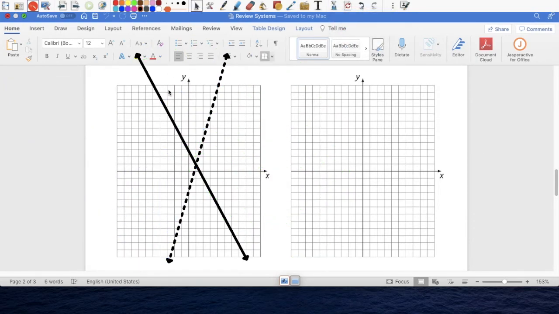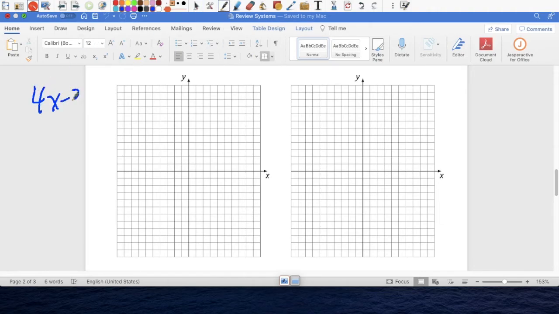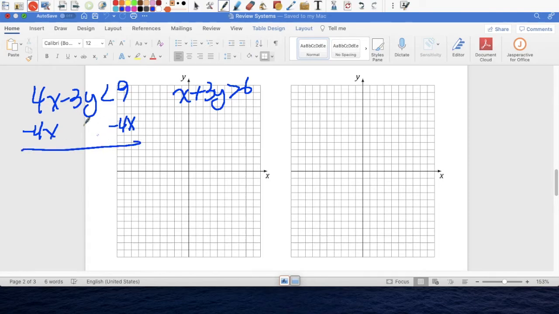Last question, I think. Okay, so the last problem is 4x minus 3y less than 9, and the other one is x plus 3y greater than 6. So we have to make some changes. So let's do minus 4x here, minus 4x. This goes away. -3y less than -4x plus 9. Divide everything by -3.